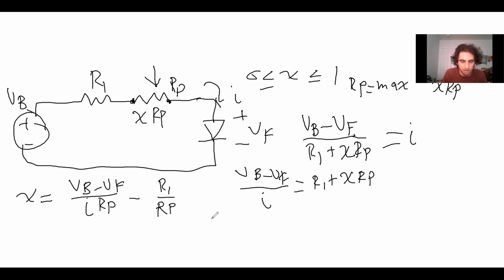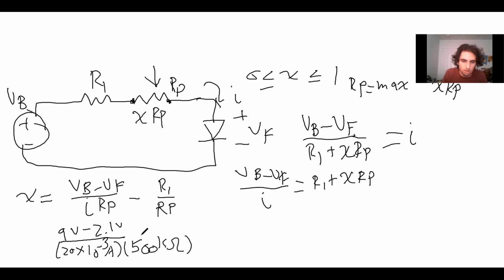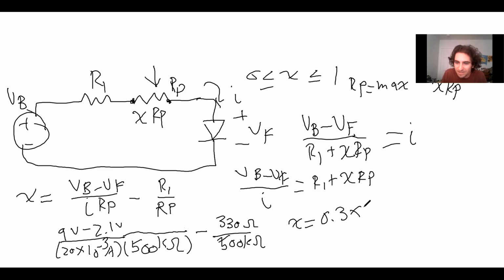Okay, so if I just plug in these numbers, let's see, 9 minus 2.1, and then we assume this is going to be 20 milliamps, right, and then RP is the max, so our potentiometer is 500 kilo ohms, and then minus R1, which is still 330, and then 500K. So this is actually going to be a really small number. It's going to be, let's see, I did the calculation, 0.3 times 10 to the negative 4. So that's basically the fraction of how far you have to turn it.